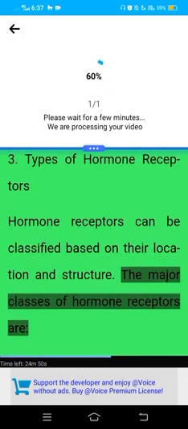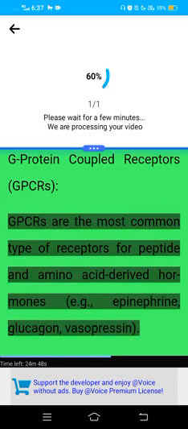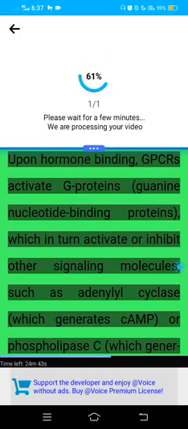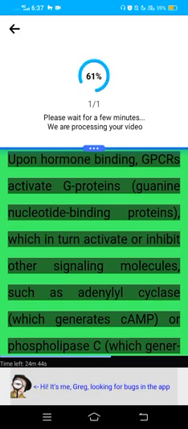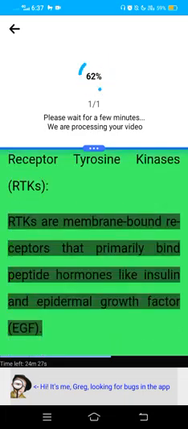The major classes of hormone receptors are G-protein coupled receptors, GPCRs. GPCRs are the most common type of receptors for peptide and amino acid-derived hormones, e.g., epinephrine, glucagon, vasopressin. Upon hormone binding, GPCRs activate G proteins, guanine nucleotide binding proteins, which in turn activate or inhibit other signaling molecules, such as adenylyl cyclase, which generates cAMP, or phospholipase C, which generates inositol trisphosphate and diacylglycerol. This pathway is commonly associated with the activation of second messengers like cAMP, IP3, and calcium ions, which amplify the signal inside the cell. Receptor tyrosine kinases, RTKs.